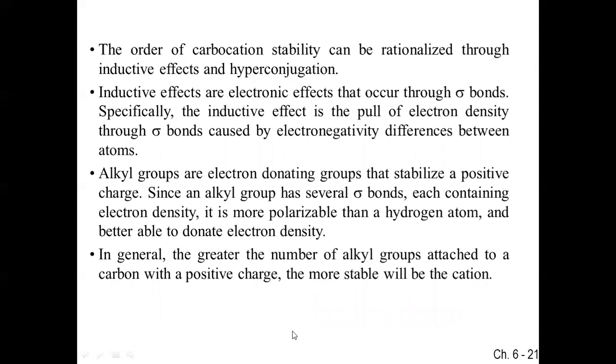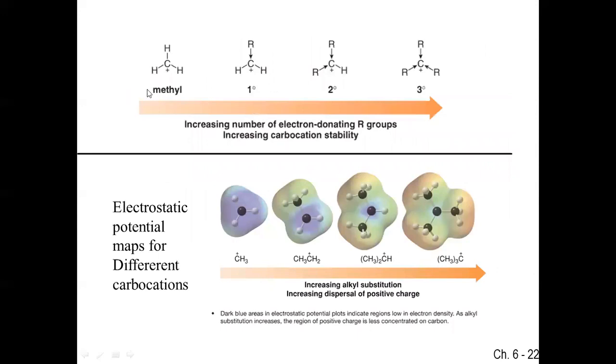The order of carbocation stability can be rationalized through inductive effects and hyperconjugation. The inductive effects are electronic effects that occur through sigma bonds. Specifically, it is the pull of electron density through sigma bonds due to electronegativity differences of the atoms. Alkyl groups are electron donating in nature and stabilize the positive charge. Here we can see the carbocationic carbon's positive charge is stabilized by the electron donating nature of these 3 alkyl groups.